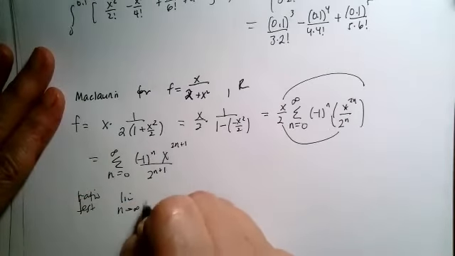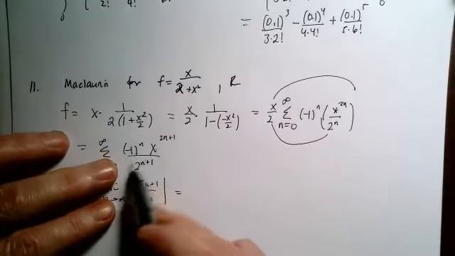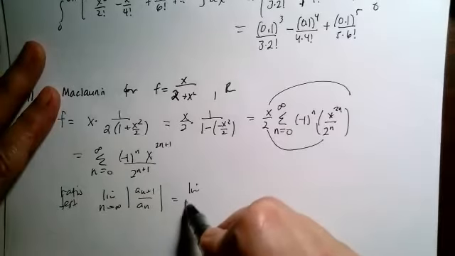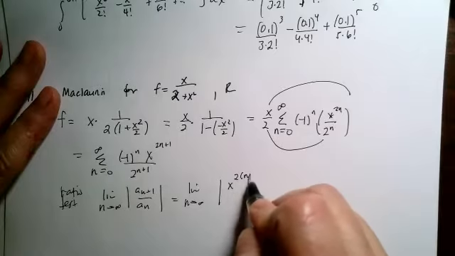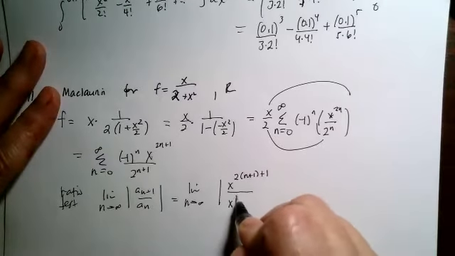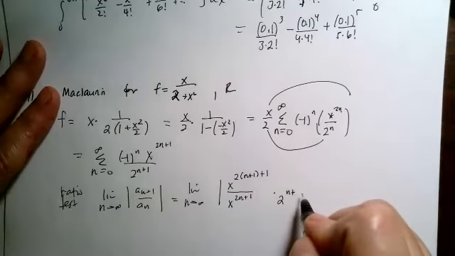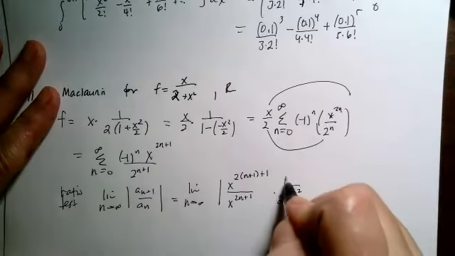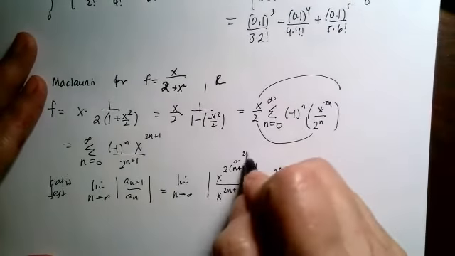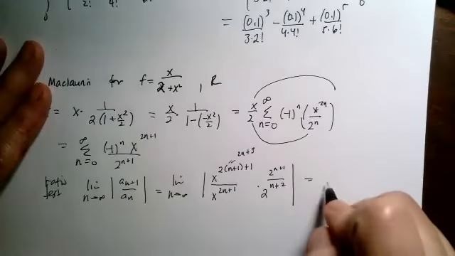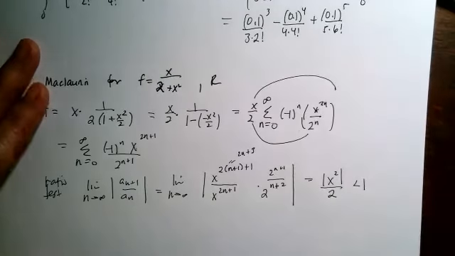We'll take the limit as n goes to infinity of the n plus 1th term over the nth term. So it's absolute value, we don't need the alternator. So we'll have x to the 2 times n plus 1 plus 1 over x to the 2n plus 1, and we'll have 2 to the n plus 2 over 2 to the n plus 1. Okay, this becomes 2n plus 3. So that's going to give us x squared over 2, and we want that to be less than 1.